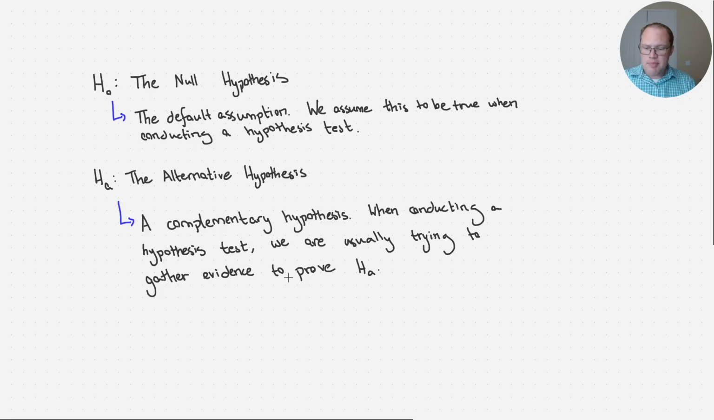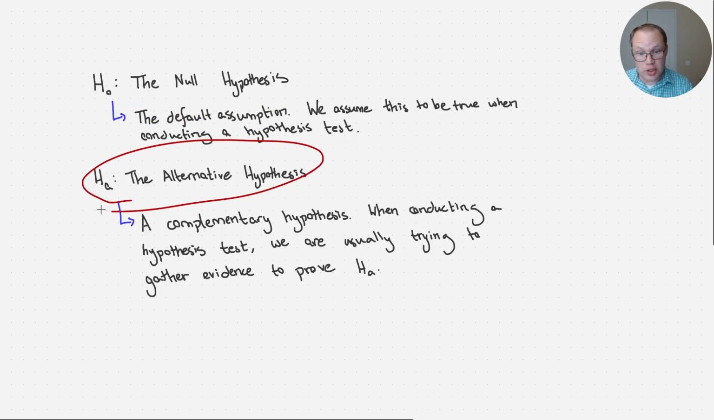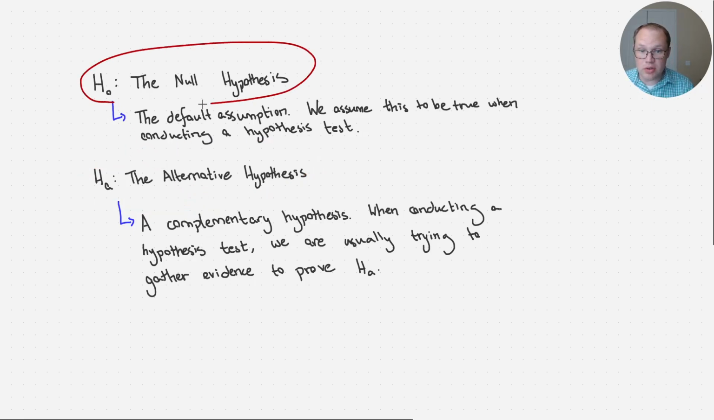Now, as I mentioned, these are complementary hypotheses. These are complementary mathematical statements. One of these two hypotheses has to be true. If the null hypothesis isn't true, then automatically that means the alternative hypothesis is true. If the alternative hypothesis isn't true, then automatically that means the null hypothesis is. And only one of them could be true at a time. Okay? So there's actually special symbols that we use when describing the null hypothesis and when describing the alternative hypothesis.